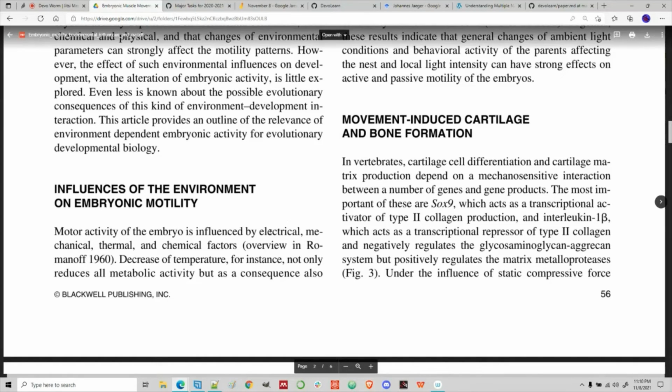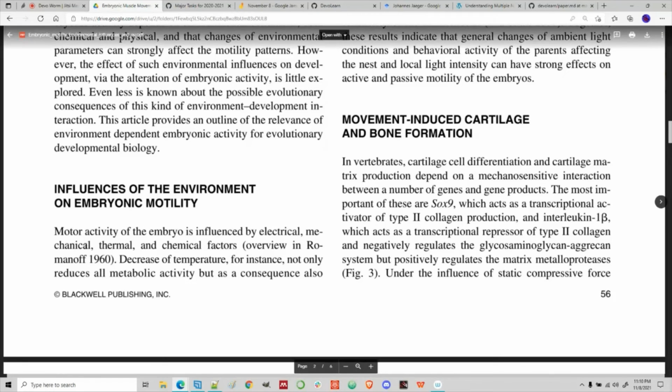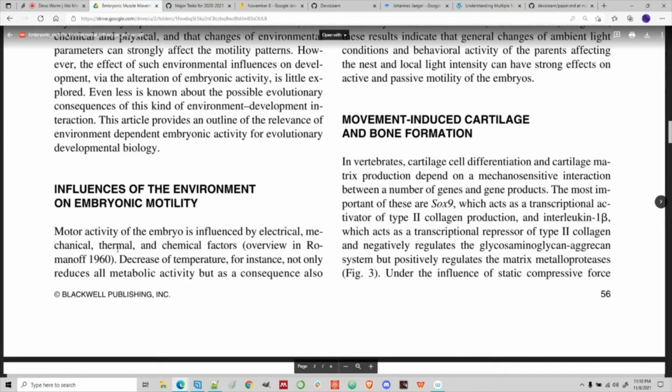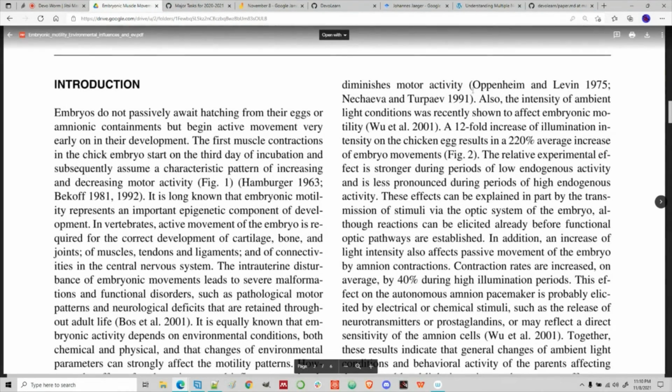It's not just electrical activity, it's mechanical activity, which we kind of figured because it's muscle and it's moving, but there's also thermal and chemical factors involved, and of course chemical factors are important in the muscle and in the physiology, and then thermal factors can increase or decrease. You can think about how thermal activity influences organisms if they're raised at a low temperature or a high temperature, and it makes a difference. Decrease of temperature, for instance, not only reduces all metabolic activity, but as a consequence also diminishes motor activity.